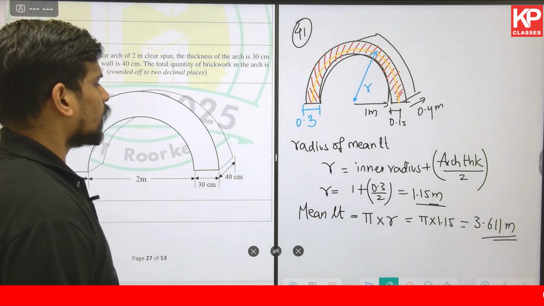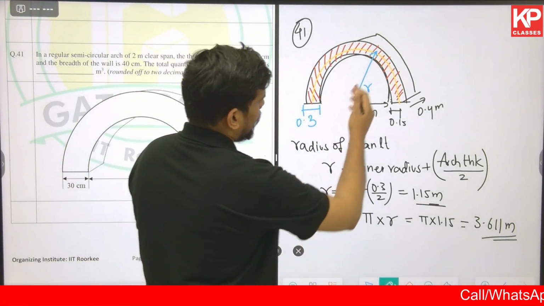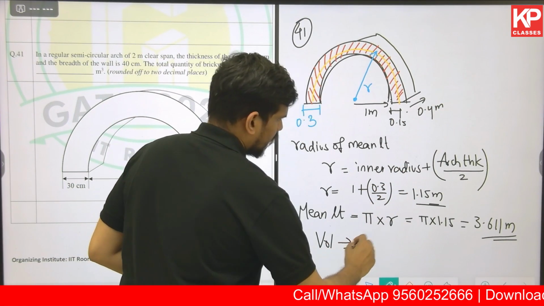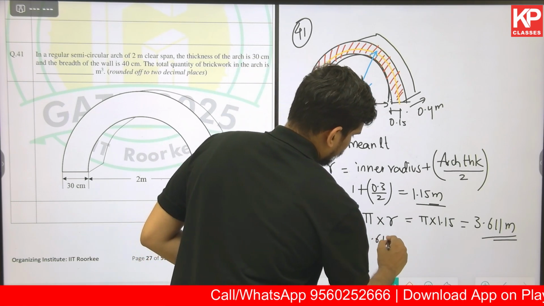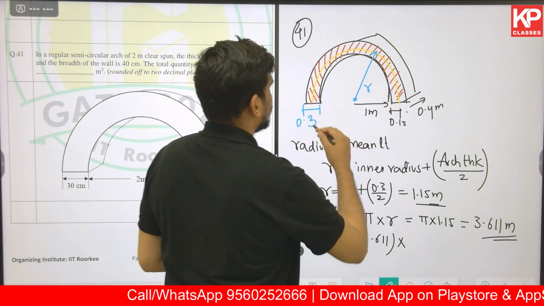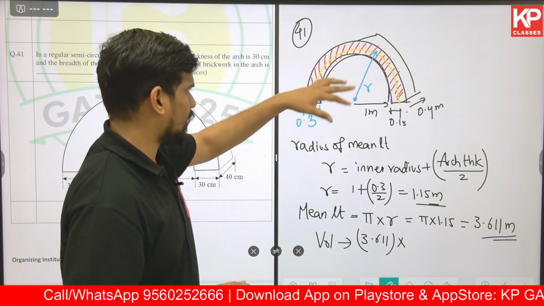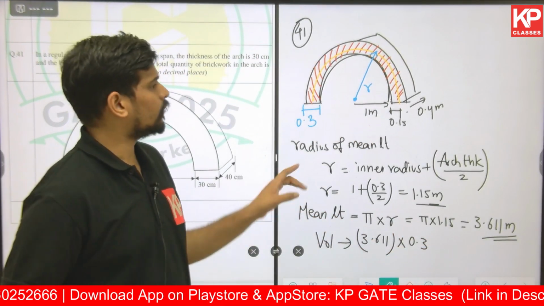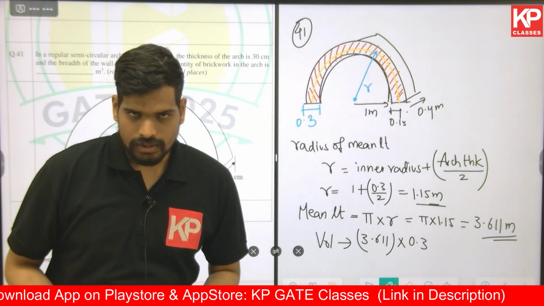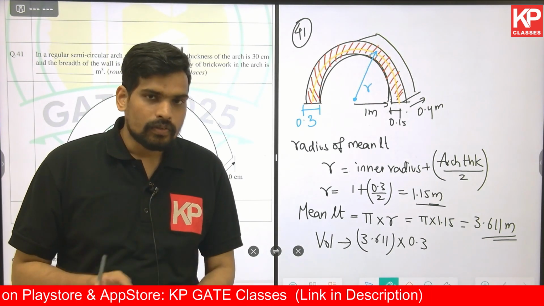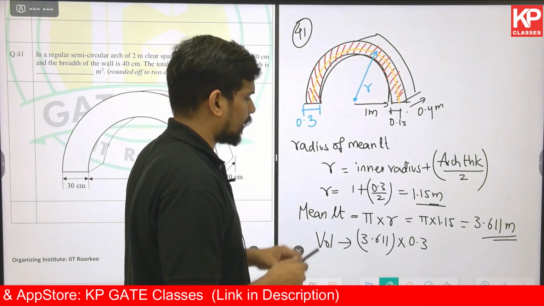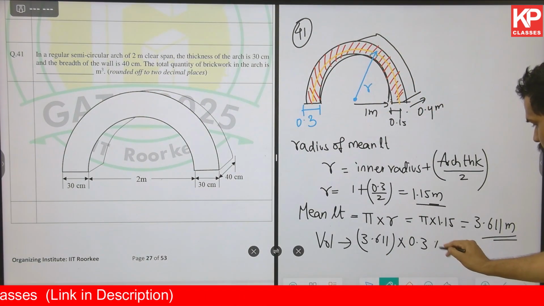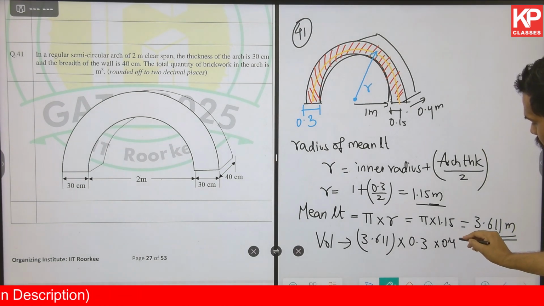Now the final volume will basically be the mean length multiplied by the thickness multiplied by the depth. So the volume of brickwork is going to be mean length, that is 3.611, multiplied by the arch thickness. That will give me the shaded portion area, the red shaded portion. Mean length multiplied by arch thickness will give me the area of this arch surface. You know the concept if you have studied the centerline method and the reason for it. I'm not going into the basics of each and every formula now. So 3.611 into 0.3, that's the arch thickness, multiplied by the depth of the arch, that is 0.4.